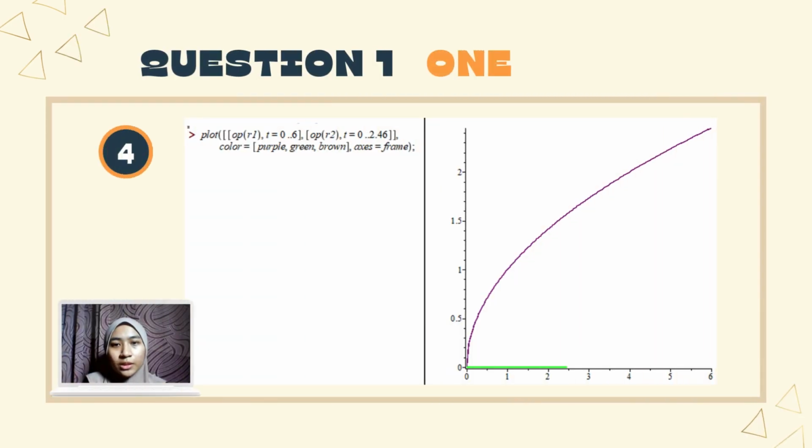The next step is we plot the graph, which is we use R1 and R2. Then the command is plot option R1 t equal to 0 to 6, option R2 t equal to 0 to 2.46, and the colors we choose are purple, green and brown, and the axes are free.